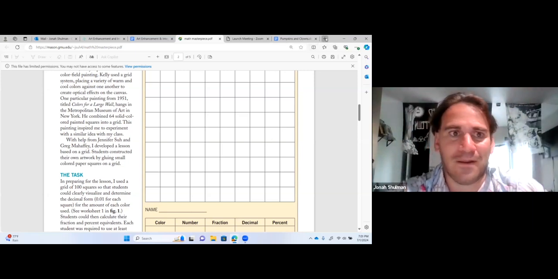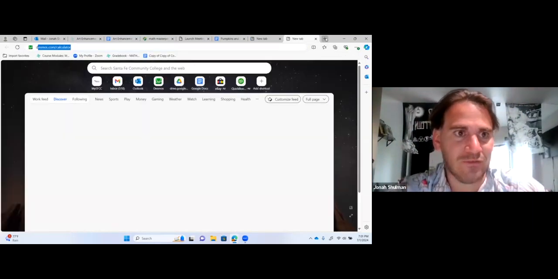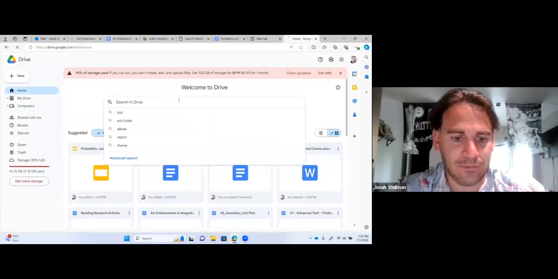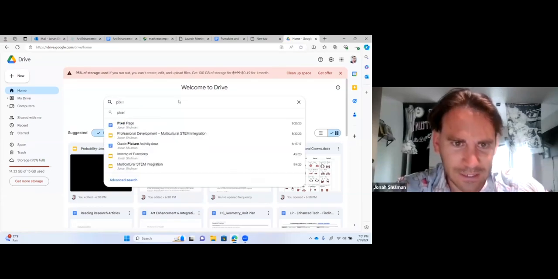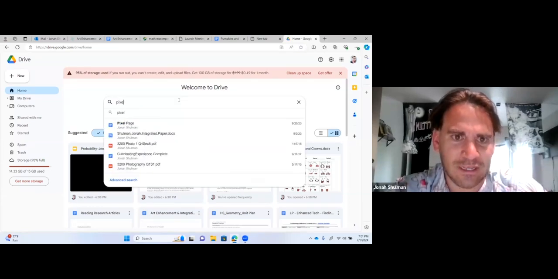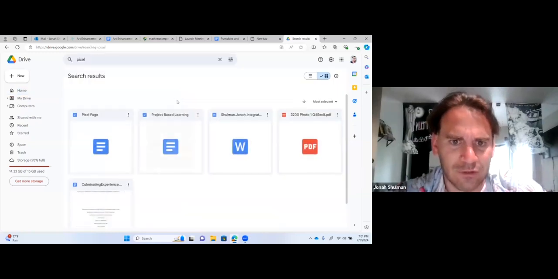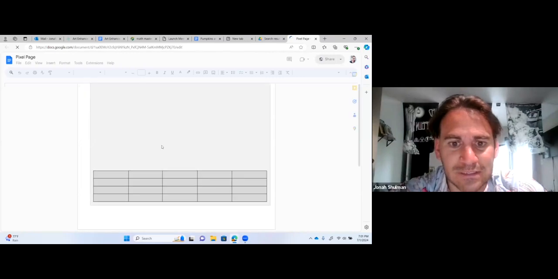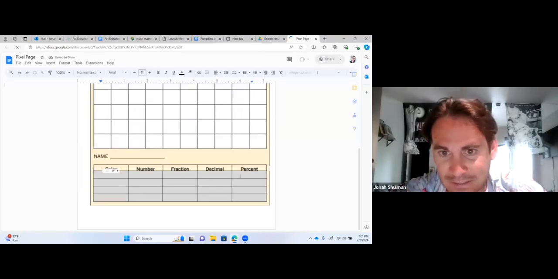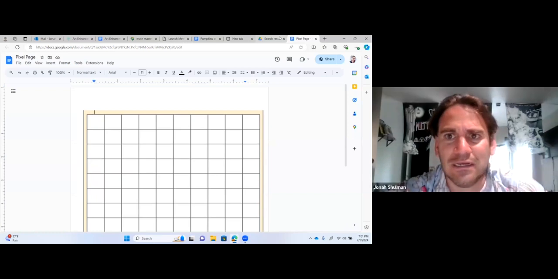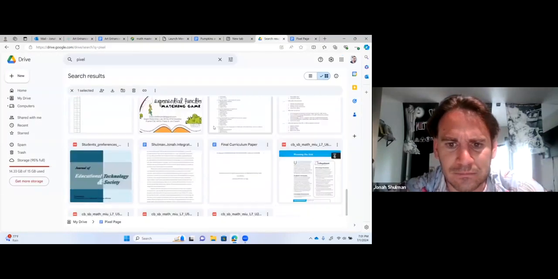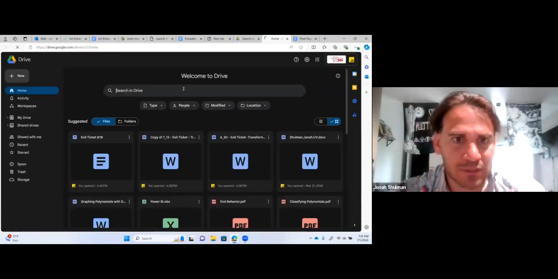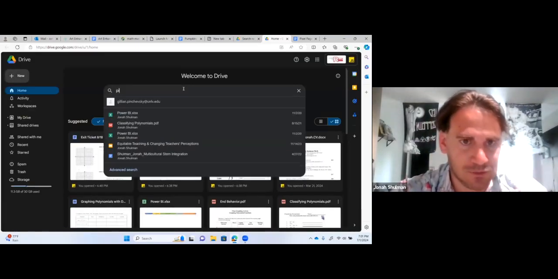So here, let's go to my drive and see if I can find it. Pixel Party, I think I called it. If I can't find this one, I'll look in another drive. Here was the page. I actually added a bunch of pieces to the bottom of it to make it nice and broken down for them. All right, let's go into another drive and I'll pull up pixels. I have so many things.